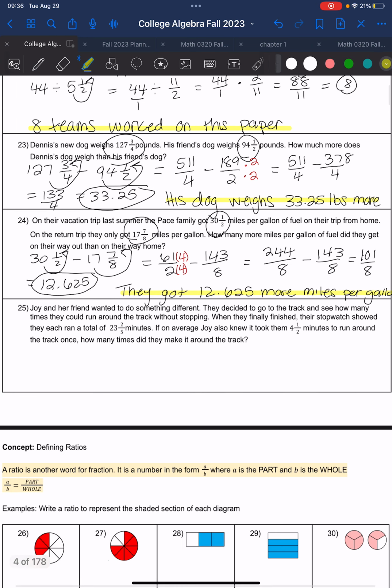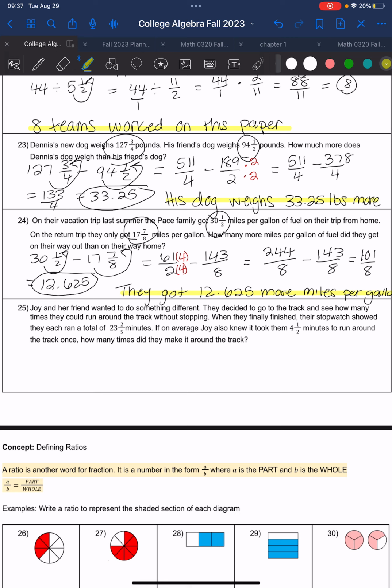Okay, last application, number 25. It says Joy and her friend wanted to do something different. They decided to go to the track and see how many times they could run around the track without stopping. When they finally finished, their stopwatch showed they each ran a total of 23 2/5 minutes. If on average it took them 4.5 minutes to run the track once, how many times did they run around the track?